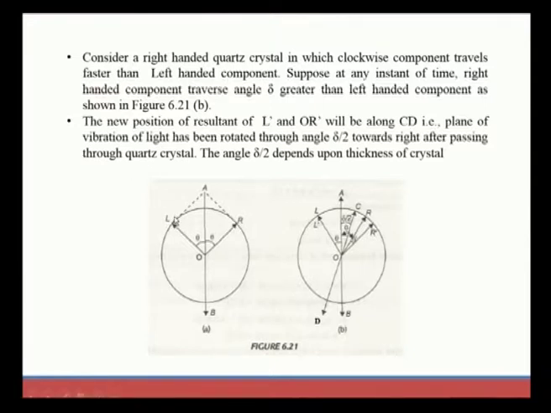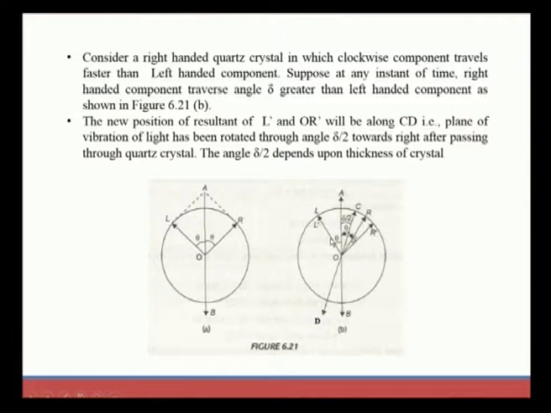Next, consider a right-handed quartz crystal in which the clockwise component travels faster than the left-handed component. Suppose that at any time the right-handed component travels through an angle delta greater than the left-handed component, as shown in figure 1, where right-handed is OR and left-handed is OL. If it travels slightly more than previously discussed, there is a new plane of vibration, that of delta.